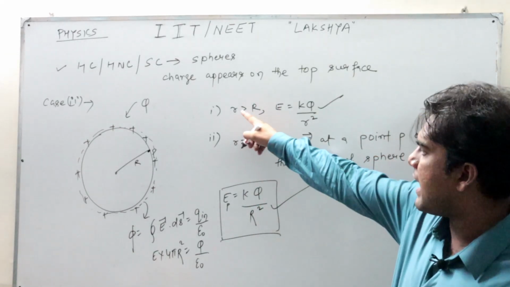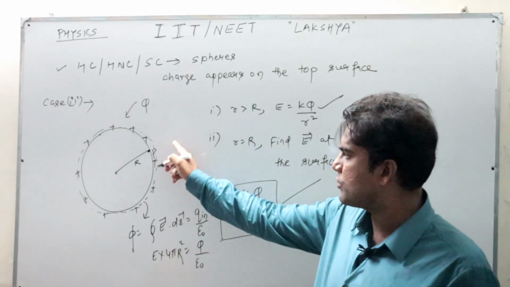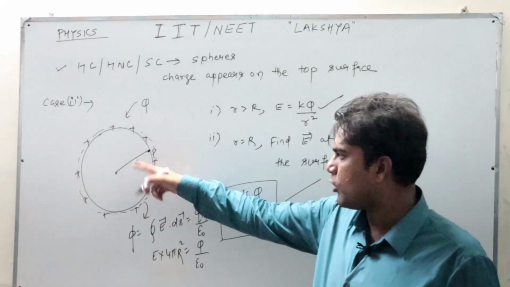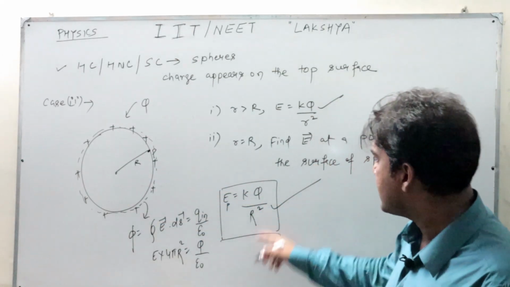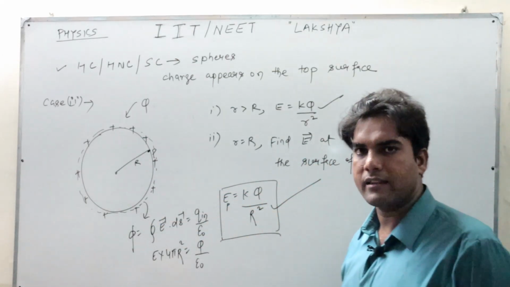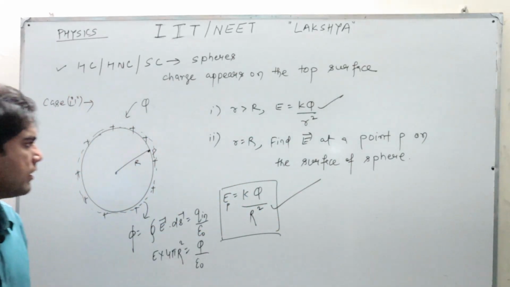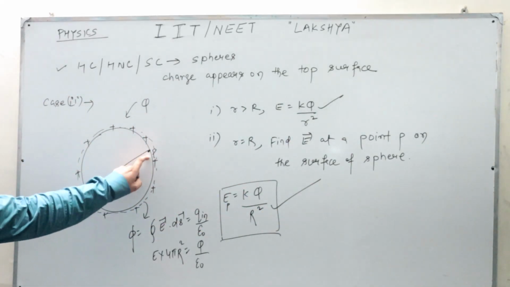So if r is greater than R, it means for the outside point, kq by small r square. For the point where the radius is R, kq by capital R square. That's the formula for your point on the sphere.